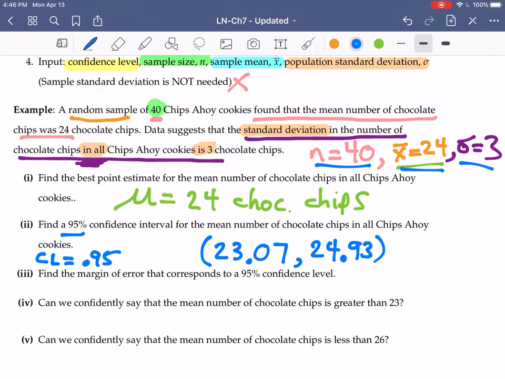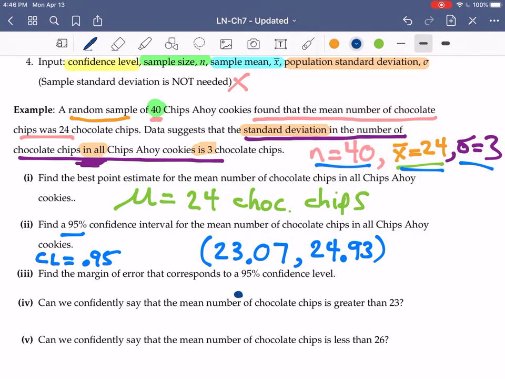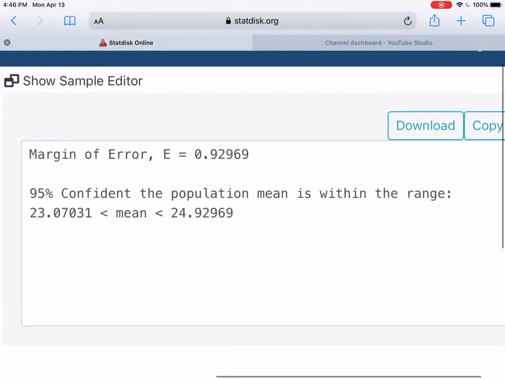The margin of error that was calculated there was 0.93 chocolate chips. So we can go back there and take a look at that. Right, so up there, 0.929. So if we rounded to the second decimal point, we have 0.93 chocolate chips.